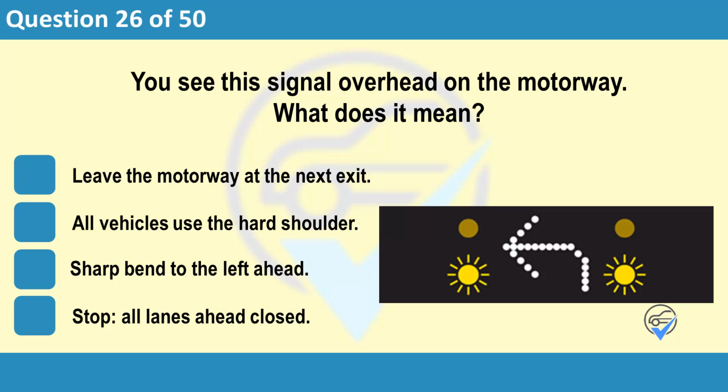You see this signal overhead on the motorway. What does it mean? Leave the motorway at the next exit. All vehicles use the hard shoulder. Sharp bend to the left ahead. Stop. All lanes ahead closed.